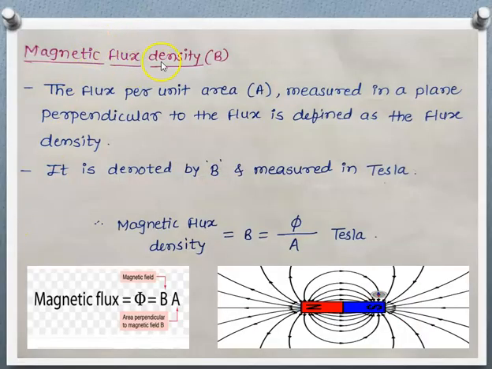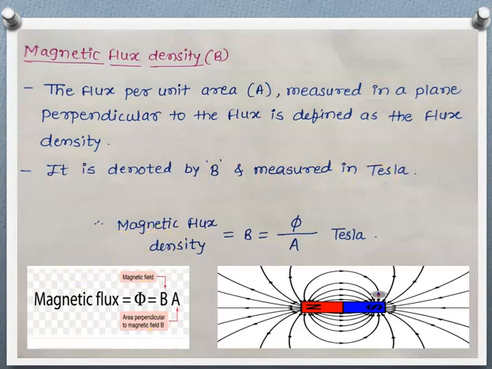The magnetic flux density, which is also called magnetic field density. Density means what? Density of any quantity will be the value of the quantity divided by per unit area. So here we want to calculate the magnetic flux density, so it will be the magnetic flux per unit area. And here the area is measured in a plane perpendicular to the flux. It is known as magnetic flux density, denoted by capital B and measured in Tesla.